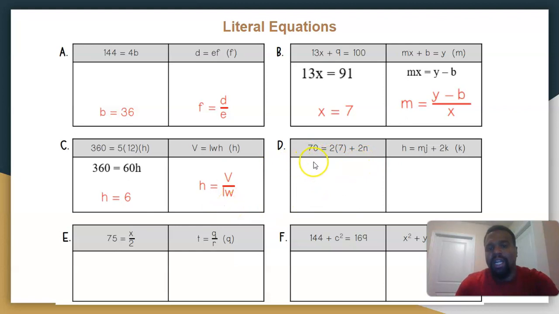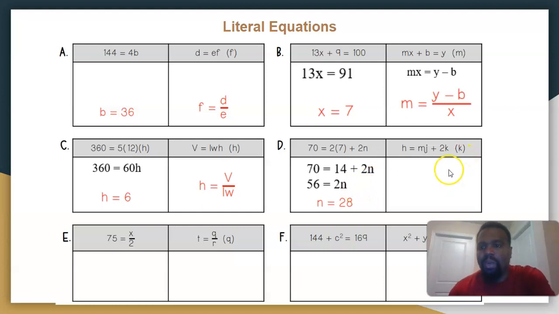For D, on the left side here, we're doing 2 times 7 plus 2n. Well, 2 times 7 is 14, so 70 equals 14 plus 2n. Then we subtract 14 on both sides, and so 56 equals 2n. To solve for n, we divide by 2, and n equals 28.